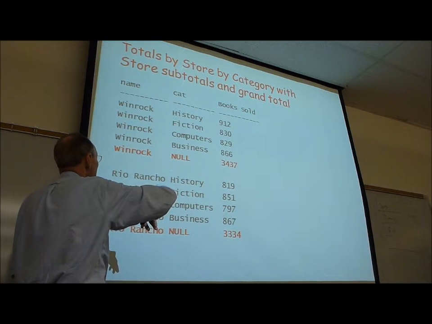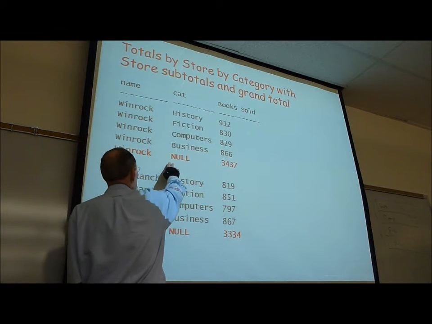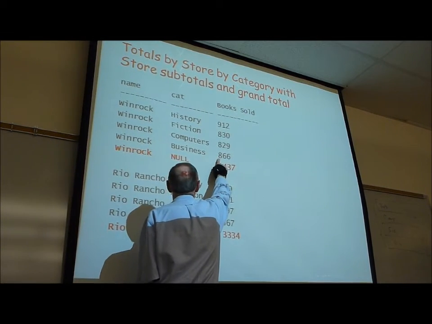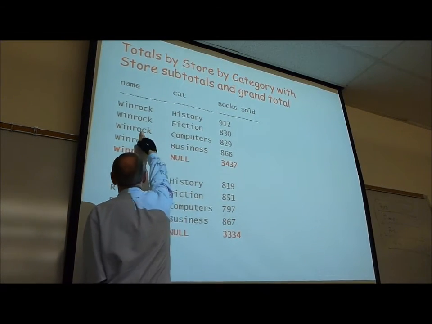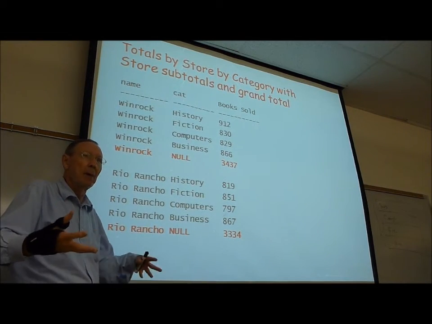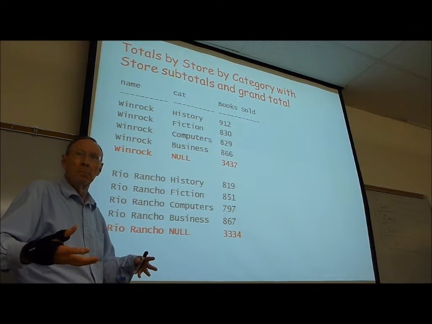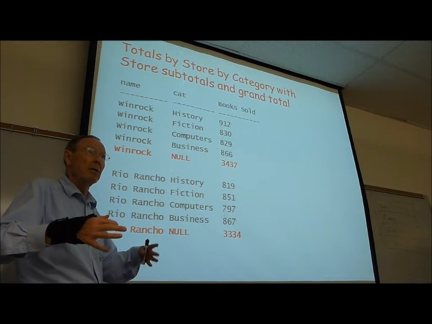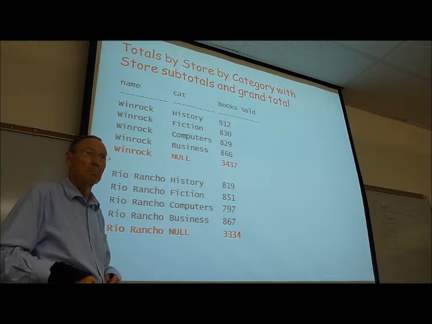Why is that null in there? Because what you've got is detail here, Richard. But now I've got a subtotal that's on Windrock, but there's no category there, so I've got to have a placeholder for it because that's in the output. Okay, so it substitutes a null.